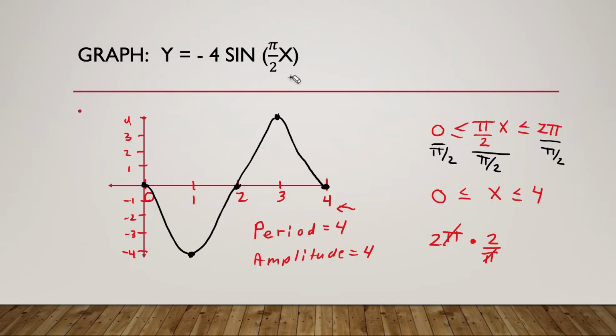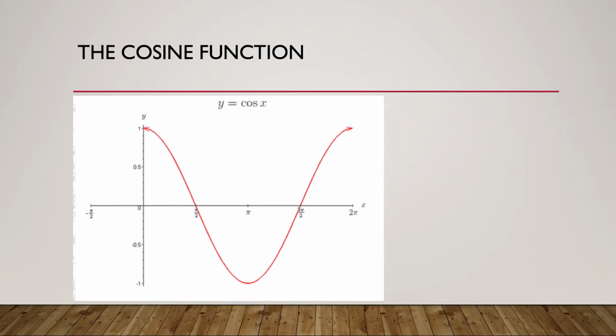So you should expect that the majority of your problems are going to have more than one transformation in them. All right, so now let's talk just a second about the cosine function. Very, very similar. We did exactly the same thing in class. We did a table of values. We did the same 5 values: 0, pi over 2, pi, 3 pi over 2, and 2 pi.